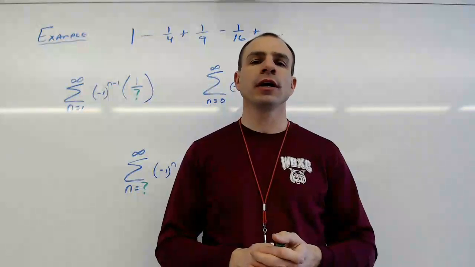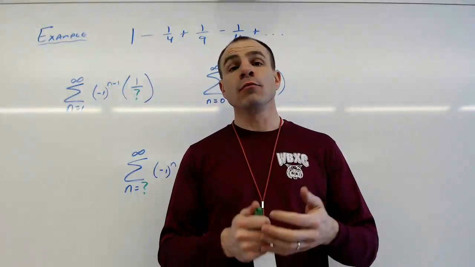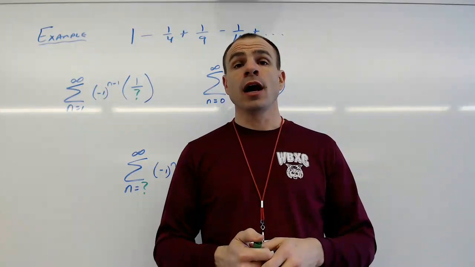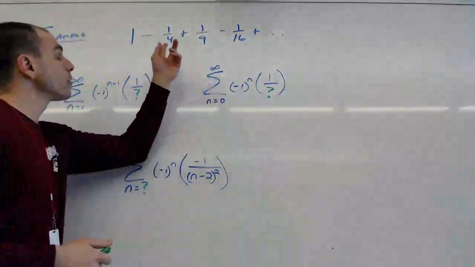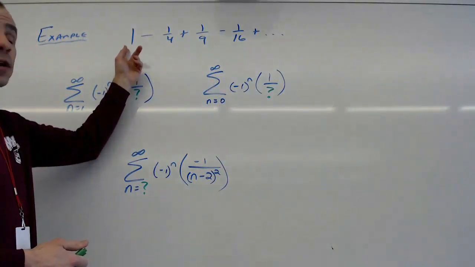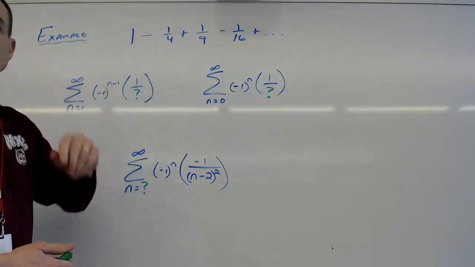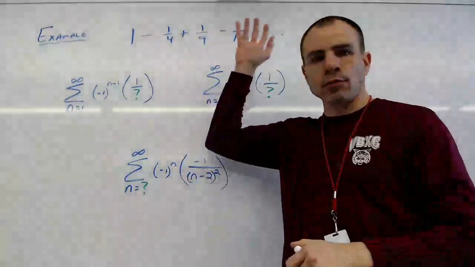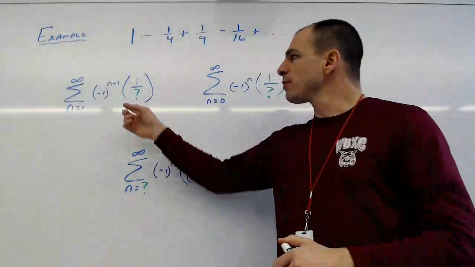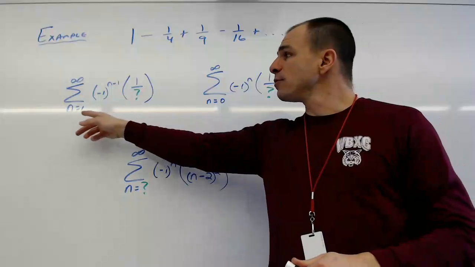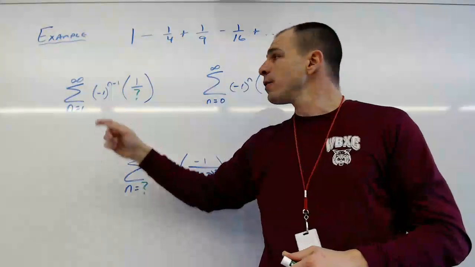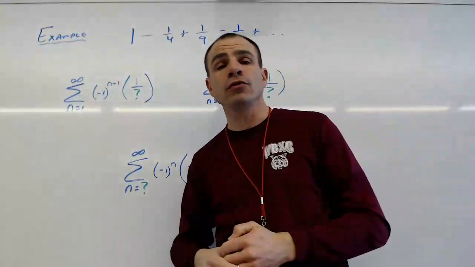Just another example to hopefully help you realize that there are multiple ways to write a series. In this situation, we are looking to write a general term for the series 1 minus a quarter plus a ninth minus a 16th plus and so on. So we see with our first situation, we have n beginning at 1, and we have the alternating happening that we want. And the question is, what should go into the denominator?